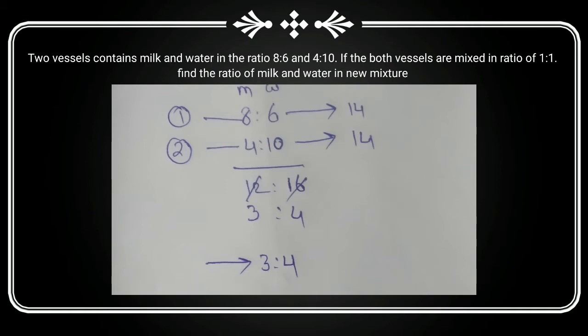Now the new ratio is 12 is to 16. Now I am cancelling with the fourth table. 4 3s are 12, 4 4s are 16. Now the new ratio is 3 is to 4. Now the ratio of milk and water in the new mixture is 3 is to 4.